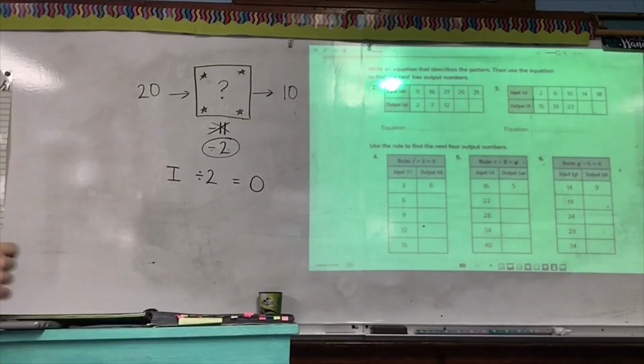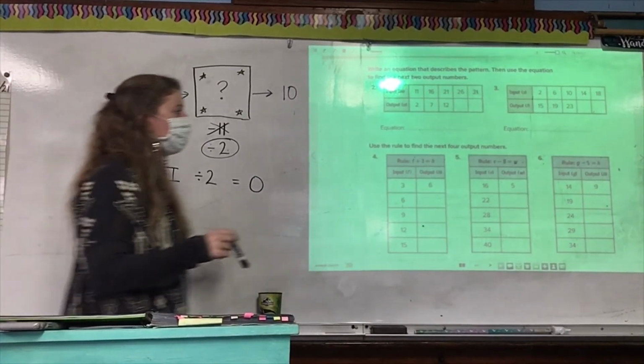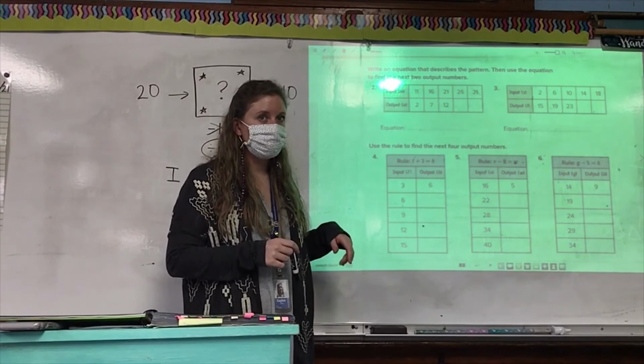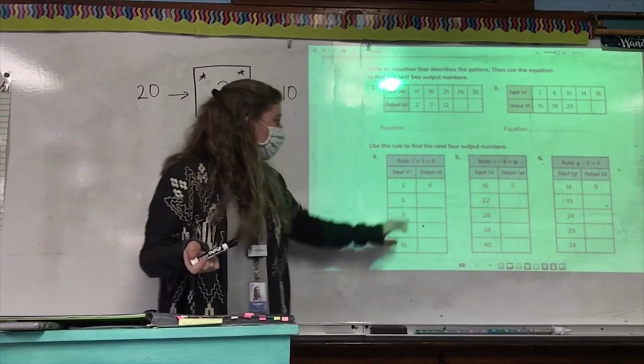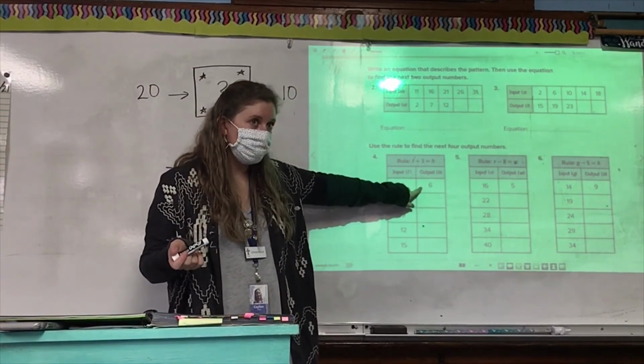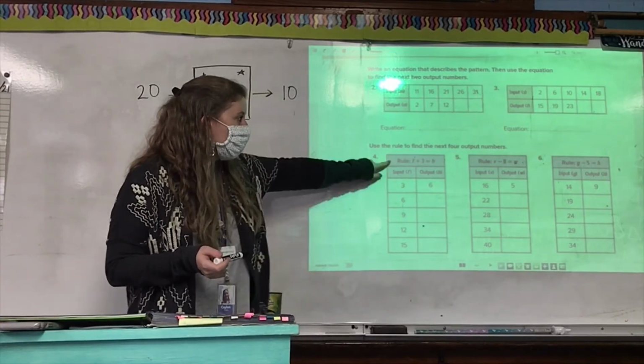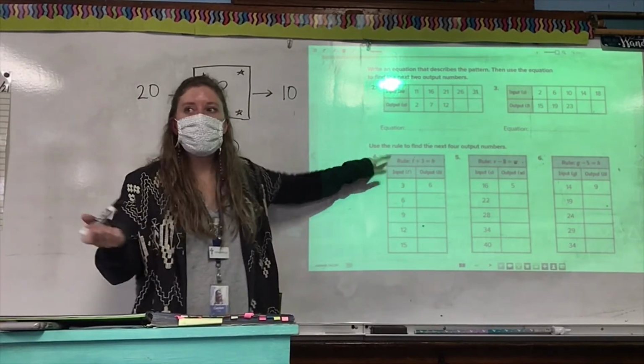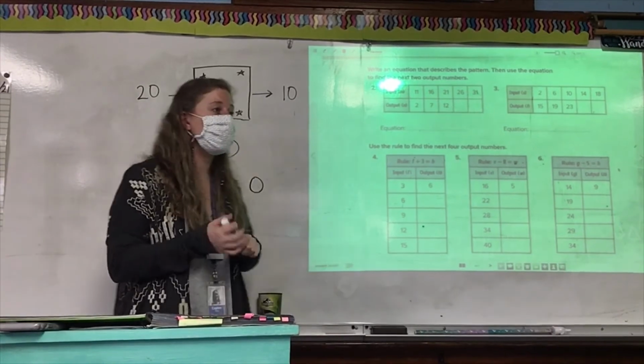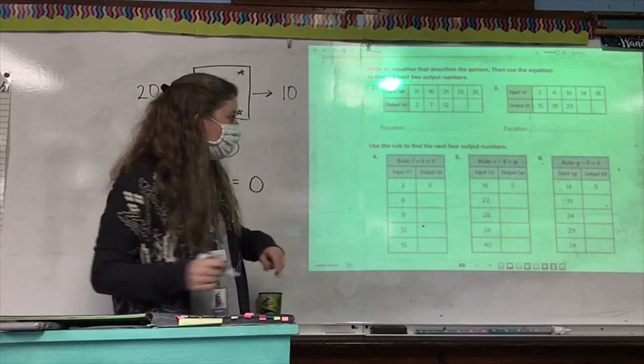Okay, so let's look at number 4. This looks a little different than what we've seen. There's no word problem. We only have one output, but they give us the rule. So they already told us what the rule is. They already gave us the equation. We're not having to write the equation.